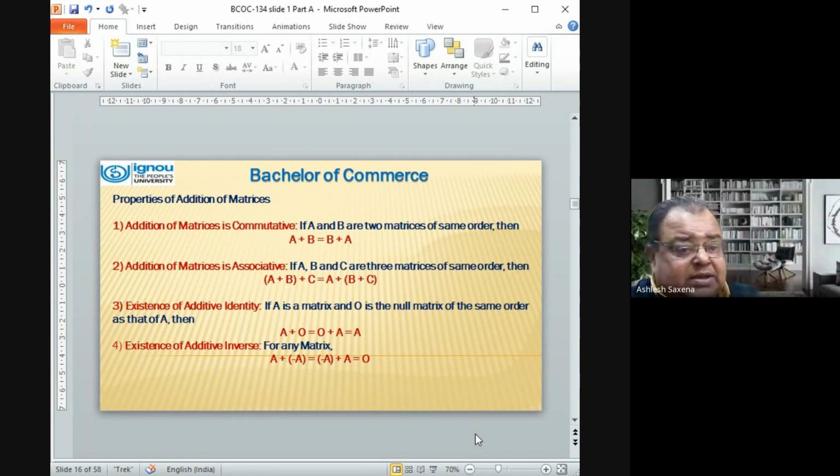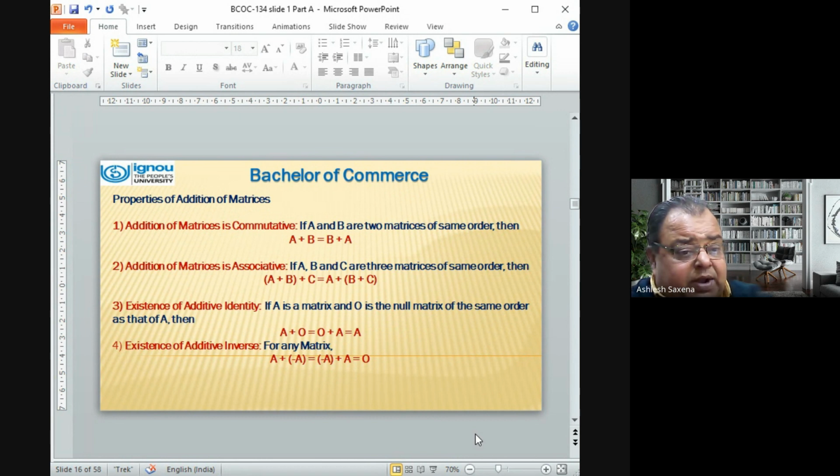Now, existence of additive identity. It is very much clear that if you add 0 to any number, you will get the same number. That is the same thing. It is also applicable in matrices. If you add a null matrix to a matrix, you will get the same matrix.